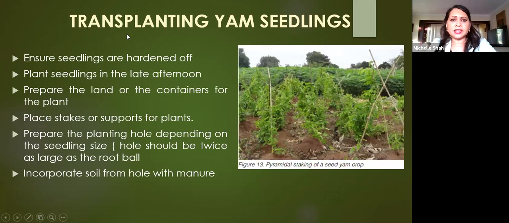Transplanting of seedlings now. Ensure seedlings are hardened off. Plant seedlings in the late afternoon and prepare the land or the containers for the plants. Place stakes or supports for the plants and prepare the planting hole depending on the seedling size. The hole should be twice as large as the root ball. Incorporate soil from the hole with manure. This is a picture where you have some yam crops being staked in a pyramid type of stake.